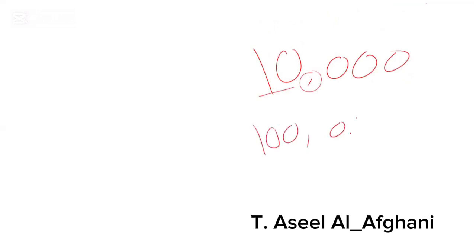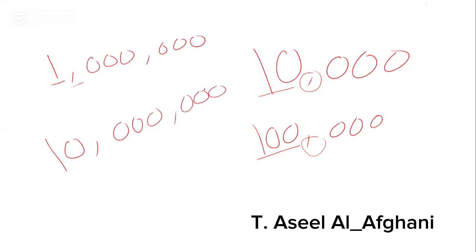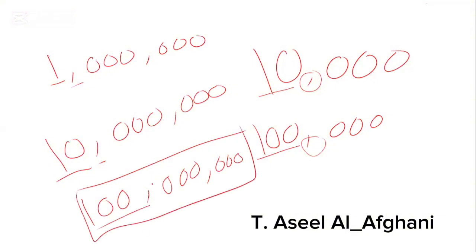What about this? 10,000. What about this? 100,000. What about this? 1 million, right? What about this? 10 million. What about this? 100 million. Yes, you see? It's a long story with the zeros. What about this one? 20 million.